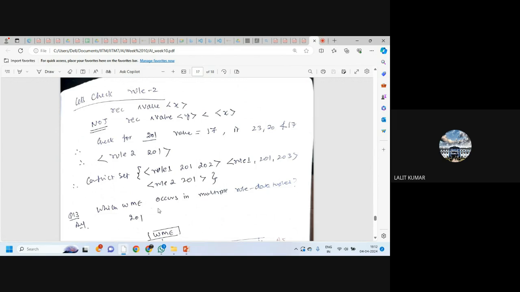So the next question is: which WME occurs in multiple rule data tuples? So 201, 201, 201.